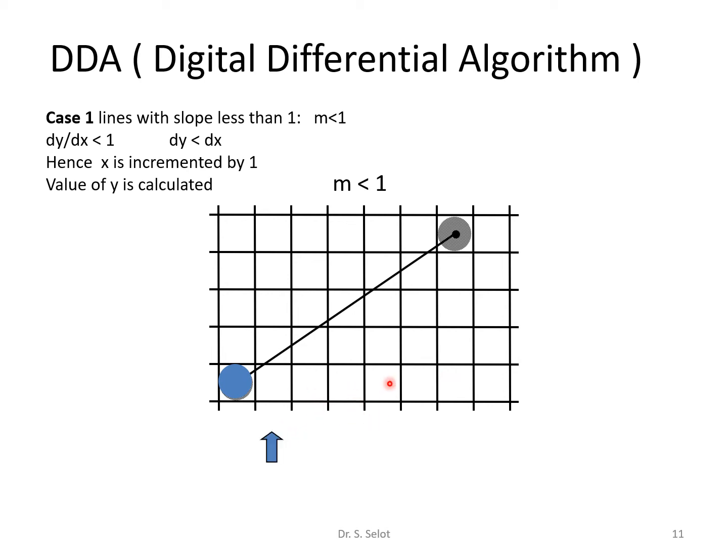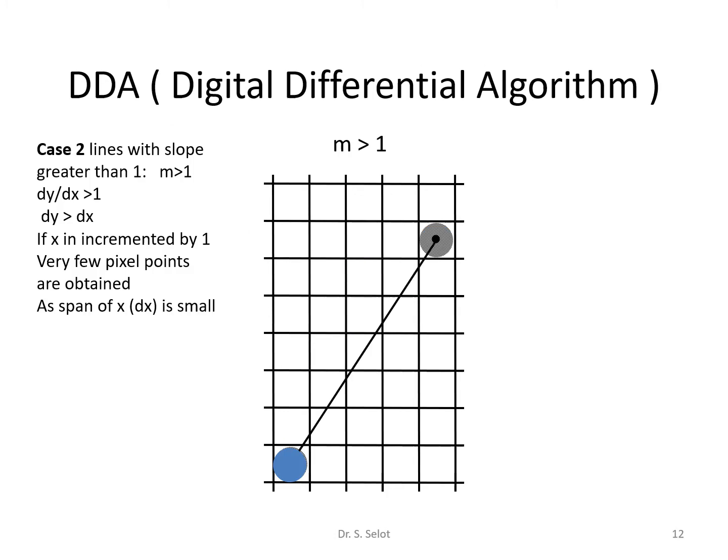Likewise, as we can see, it is depicted over here. We'll increment the value of x by 1 and perform a calculation on y. Again, x is incremented by 1, perform calculation on y. And these pixels are identified along the line path till we reach the last pixel. And this is the scan conversion of a given line. This is for the lines with the slope less than 1. The concept says increment the value of x by 1, perform the calculation on y.